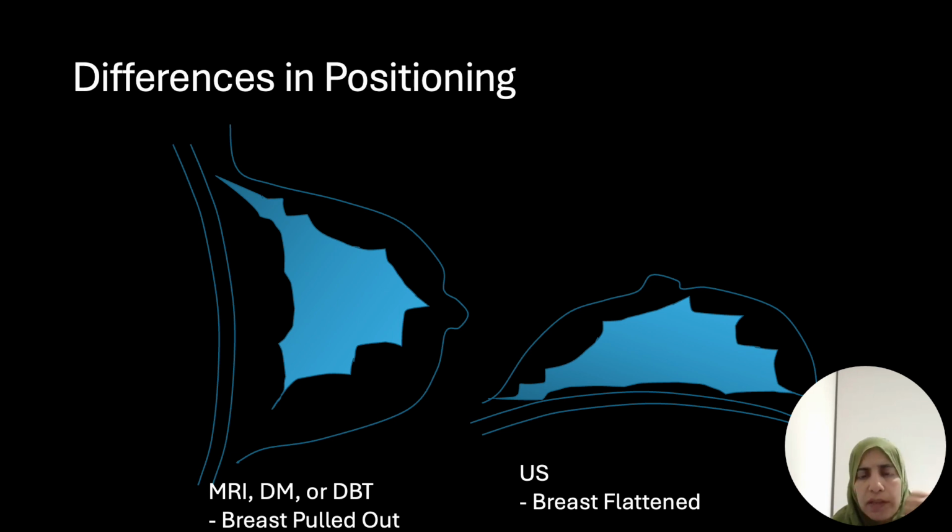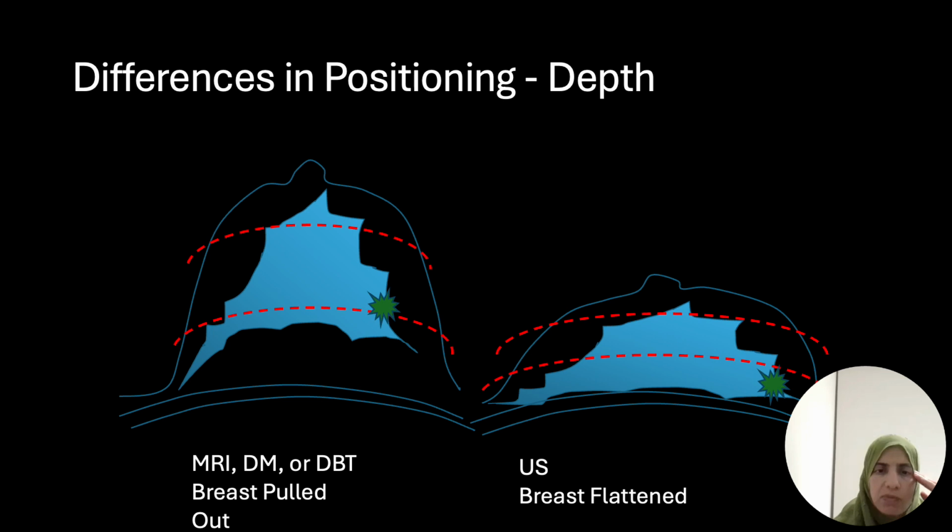Knowing the nature of these imaging modalities, we know that on the mammogram we compress and pull the breast, as well as on MRI. So the breast is spread, while when patients get scanned on ultrasound, the breast is flattened, and so the lesion location and shape sometimes vary. So we have to keep this in mind.